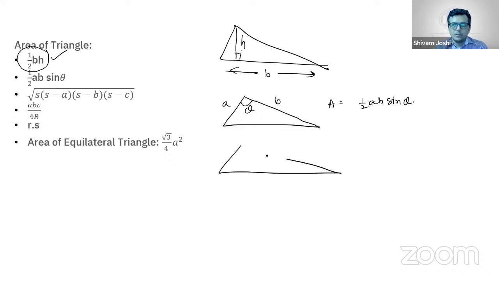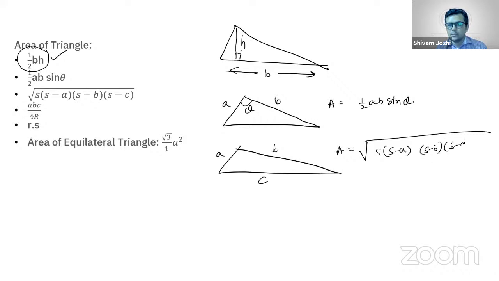Heron's formula: if you know three sides a, b, c, then the area can be calculated as the square root of s(s minus a)(s minus b)(s minus c). Here s is nothing but the semi-perimeter, which is (a plus b plus c) upon 2.